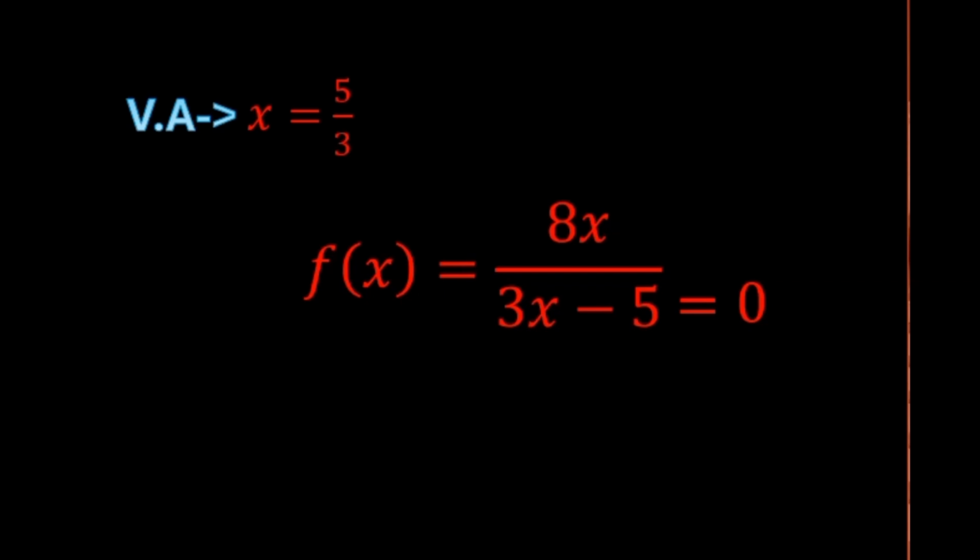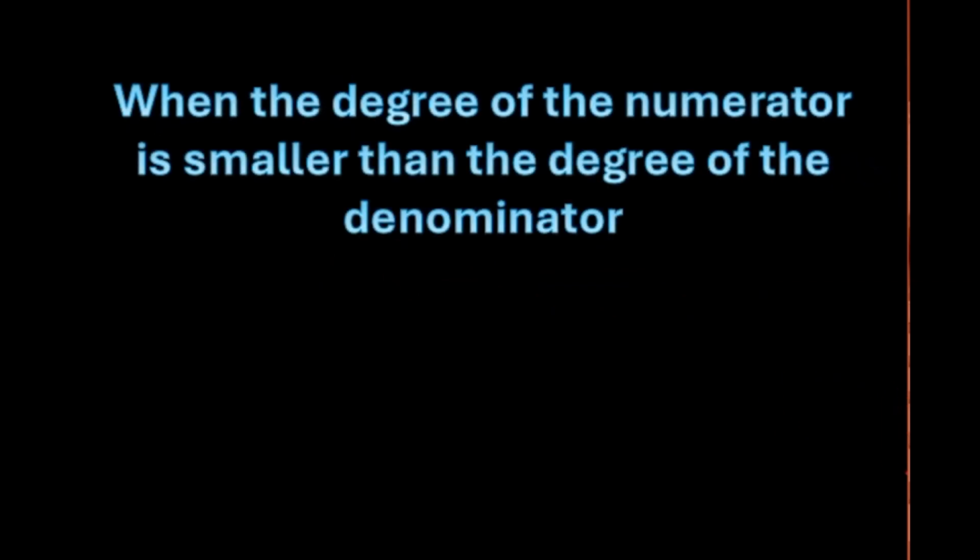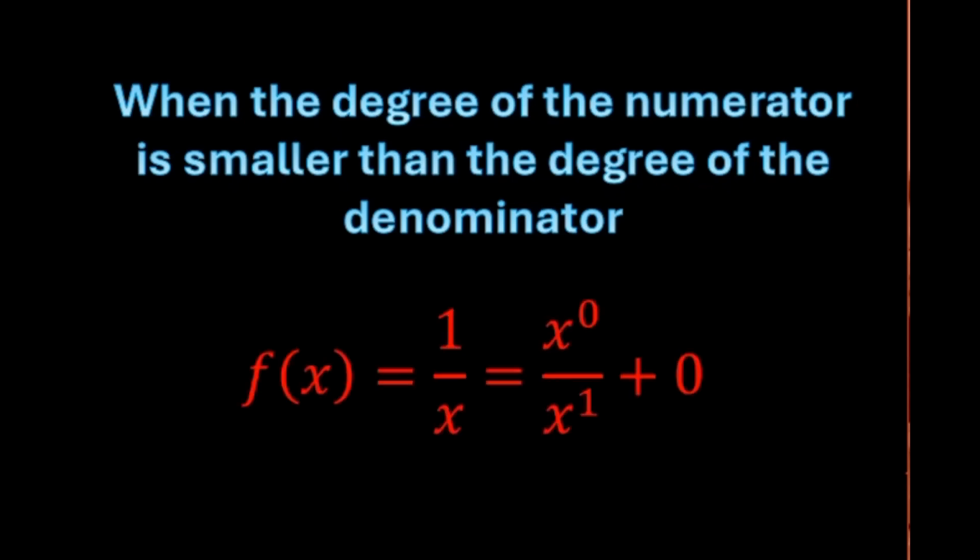Then, in order to find a horizontal asymptote, we need to consider 3 different cases. 1. When the degree of the numerator is smaller than the degree of the denominator, the horizontal asymptote is a constant. Example, in f of x is equal to 1 over x, it can be written as x to the 0 divided by x to the 1 plus 0. The horizontal asymptote will be 0.